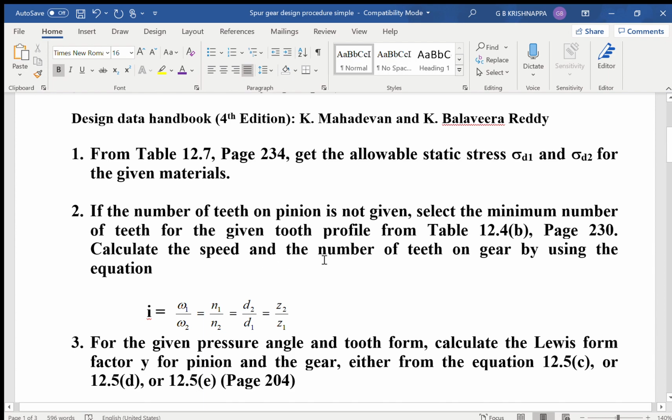Calculate the speed and the number of teeth on gear by using the equation i is equal to N1 by N2, that's equal to Z2 by Z1. i is the speed ratio, omega is the angular velocity, n is speed in rpm, d is the pitch diameter, z is the number of teeth. Suffix, as I mentioned, suffix 1 for pinion and suffix 2 for gear.